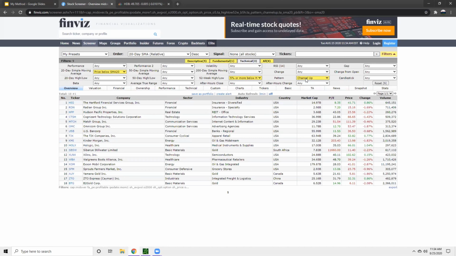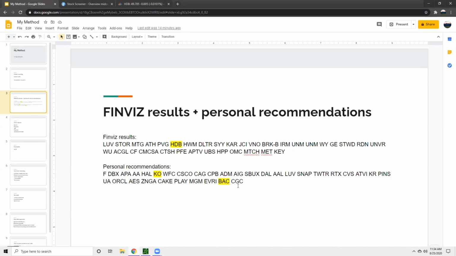For our channels, we want this to be in a channel up. No reason to fight against that natural flow of the market. And so we have these stocks that we can use along with some other results and some other personal recommendations to create a watch list. We will start out looking at HDB, then we will look at KO, and then we will look at BAC.